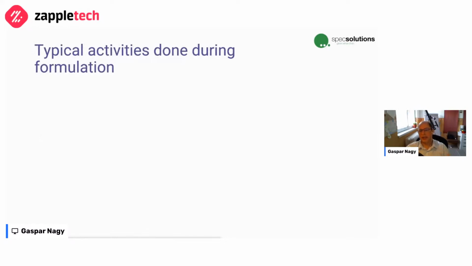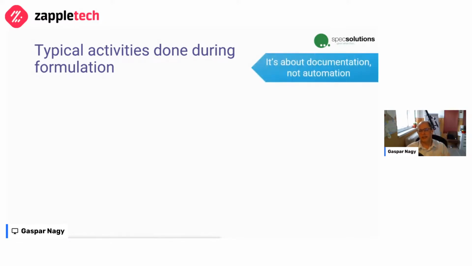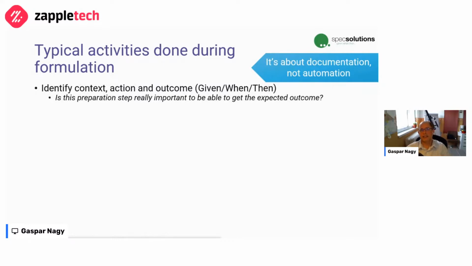So again, I tried to collect some of the typical activities that you do during formulation. What kind of things do you usually do? And again, just remember that this is all about documentation and not automation. For example, you are identifying context, action, and outcome, so identifying what is a given, what is a when, and what is a then. Maybe in a discussion during formulation, you get to the question: is this preparation step really important to get the expected outcome, or would the expected outcome also be valid without it? Questioning some of the preparation steps is very typical in a formulation session.